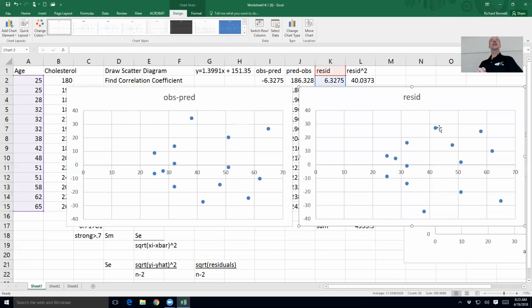So is that a good thing or a bad thing? It means there's no error. It means you have constant error variance. Okay, so that's a good thing.